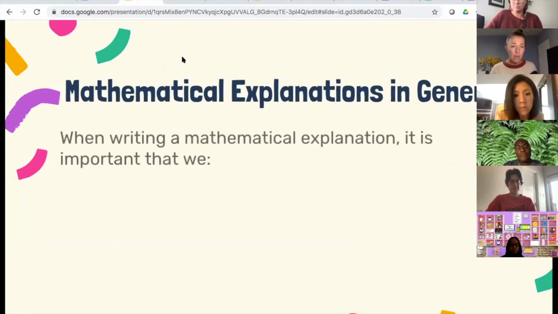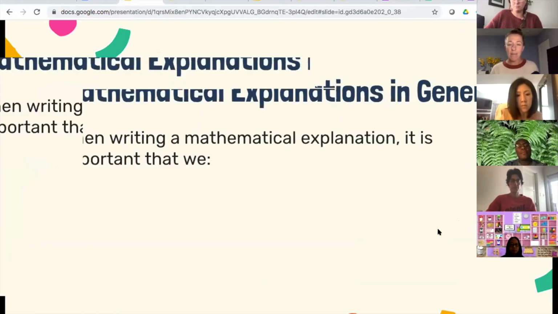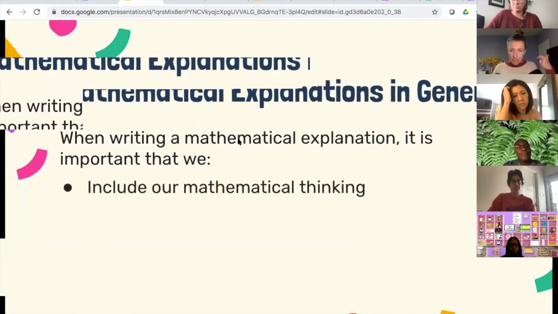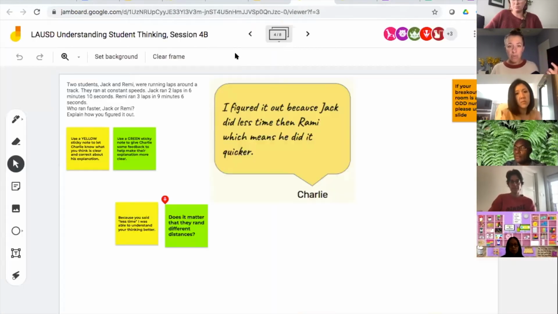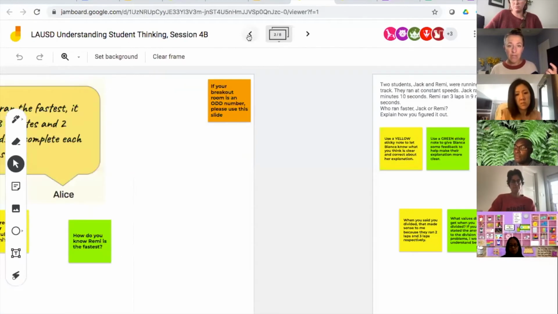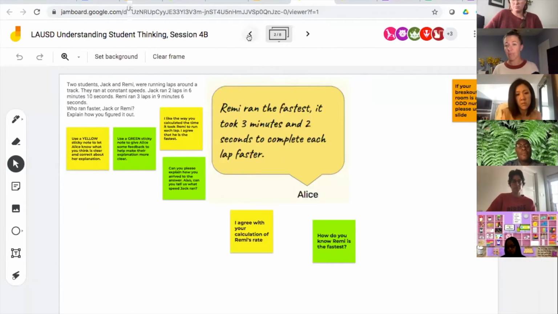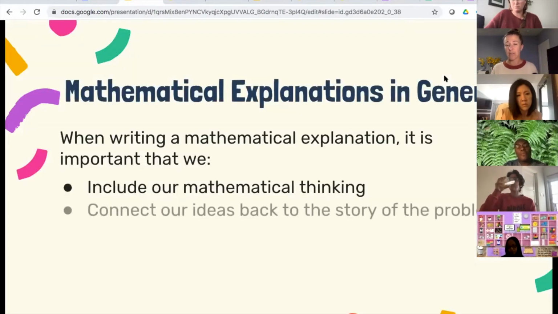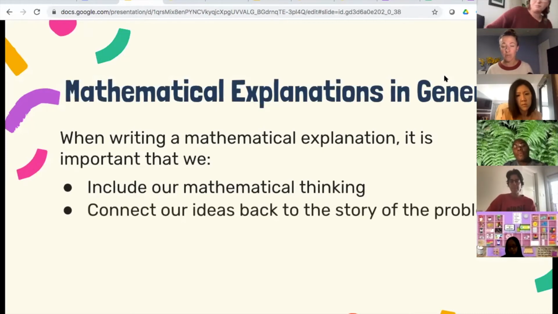So in general, when we talk about writing a mathematical explanation, it's really important that we include our mathematical thinking. So if you think about what Alice wrote, let me click over here. Alice shared her mathematical thinking, but only about one of the runners. Bianca did share her mathematical thinking, but didn't really put it into a context, which is the next thing that we can say. We really like to connect our ideas back to the original problem or story.